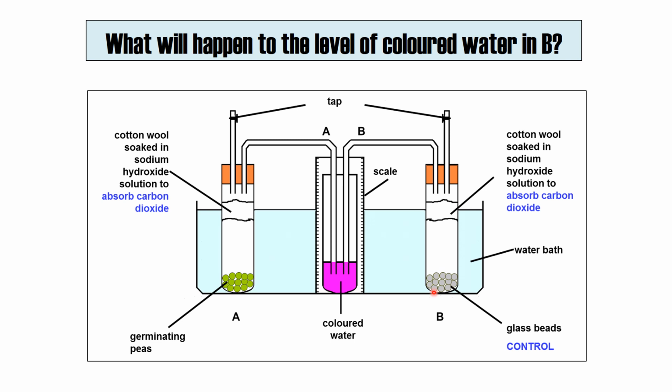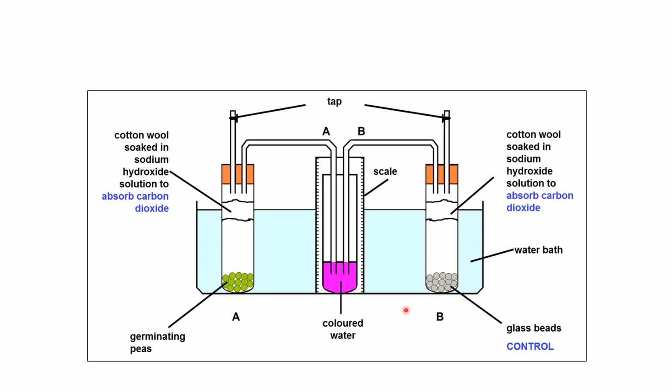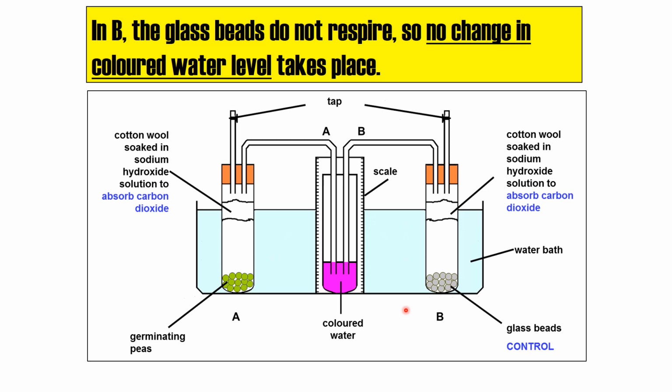What about B? Level of coloured water in there? Well, in this one, that's the control, isn't it? That's not carrying out respiration, so nothing is going to happen there. That should remain the same. So in B, the glass beads do not respire, so there's no change in coloured water level. That remains the same.